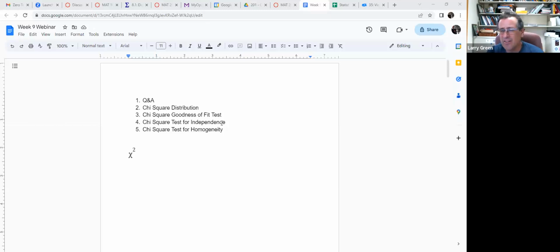And we've had a lot of distributions in this class. If you remember, we've had the binomial distribution, we've had the uniform distribution, we've had the normal distribution, we've had the student's t distribution. Hopefully you remember all those. And now today we're going to get into the chi-square distribution, which is used in certain instances.